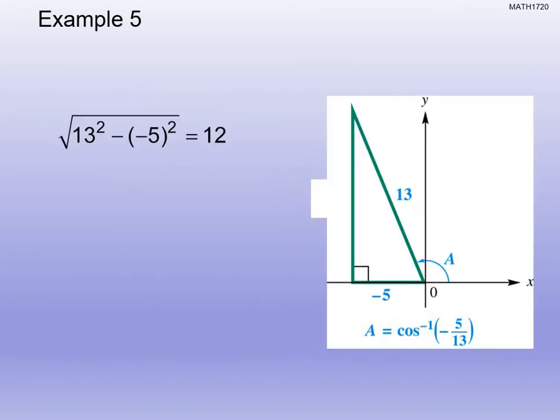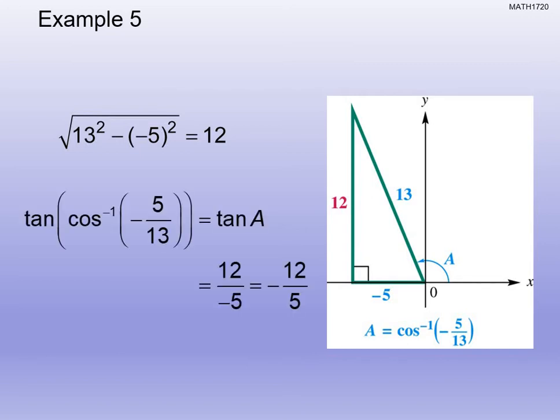So we have negative 5, 13, so we got to go 13 squared minus negative 5 squared. Okay, so we got 169 minus 25 is 144. Square root of 144 is 12. Okay, so now we can rewrite this as tangent of cosine inverse of negative 5 over 13. That is equal to tangent of A. Okay, and we know that tangent of A is what? Now tangent's opposite over adjacent, so that ends up being a positive 12 divided by negative 5, which is negative 12/5. Okay, so we're using one function to work through and find the other function.